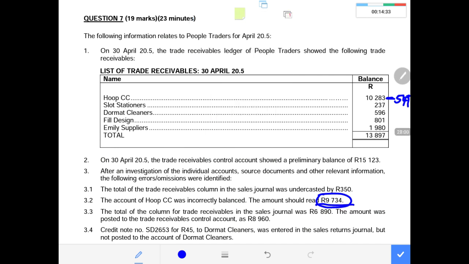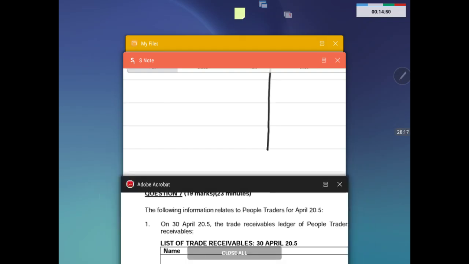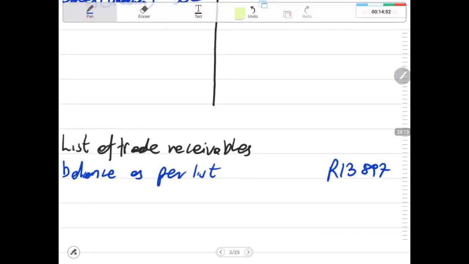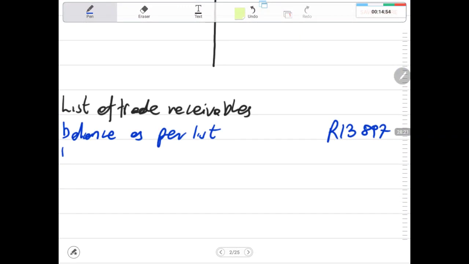So now we need to go there and we reduce. Remember, we have taken the balance at the bottom. The balance includes 10,000. So what we need is just to say minus 549 in order for us to correct only that entry, which is entry number 3.2. So now let us go there and we need to specify who we are correcting. We need to say Hoop Close Corporation, Hoop CC.